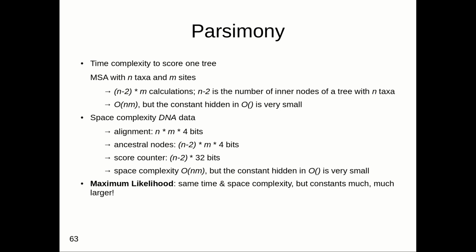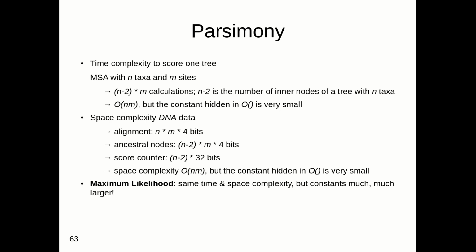And so we need to do n minus 2. We need to visit n minus 2 inner nodes and perform m calculations at each node. So basically our time complexity is big O of n times m. But the constant hidden in this big O notation is very small. If you're not aware of the big O notation, this is something that we can discuss in the discussion meeting. So what's the space complexity?